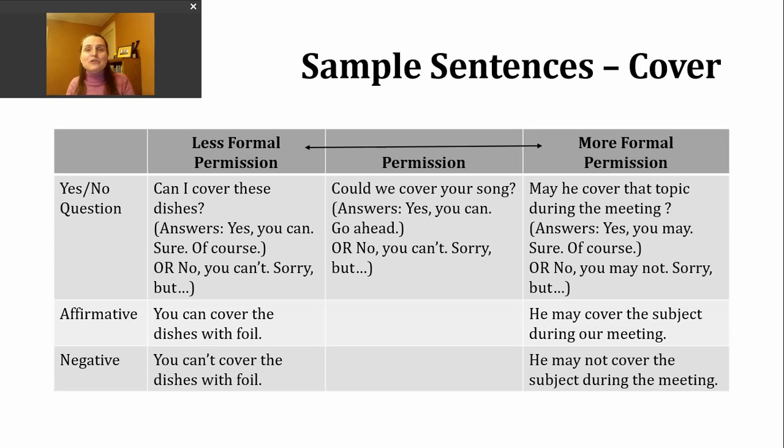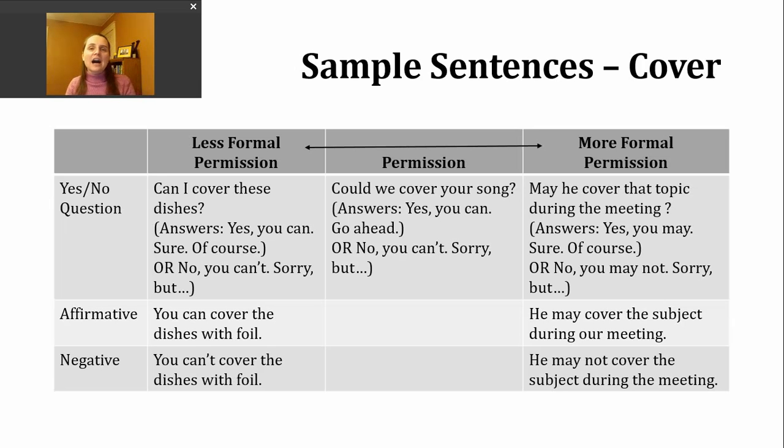So we'll move to our most formal way to ask for permission. It's using the modal may. So perhaps you're talking with your supervisor and you think there's something really important to be discussed at a particular meeting. So you might ask for permission. May he cover that topic during the meeting? May we discuss this? Right? And an answer to this type of question might be, yes, you may. You might hear sure or of course. But you could also hear, I have a negative response. No, you may not. Sorry, but.